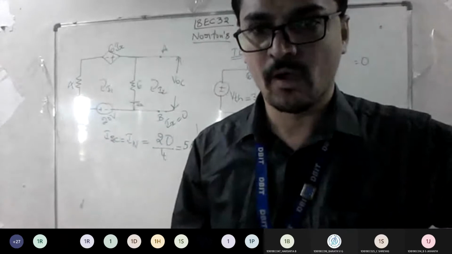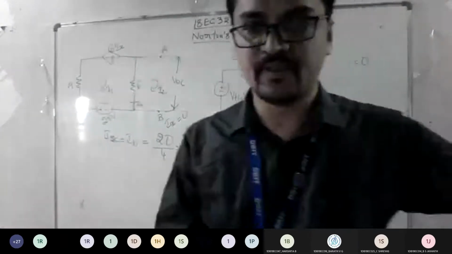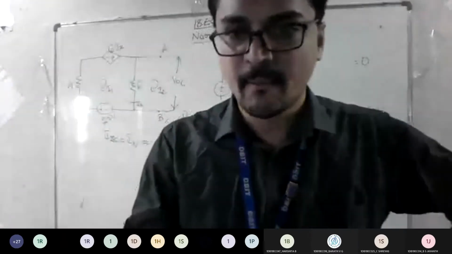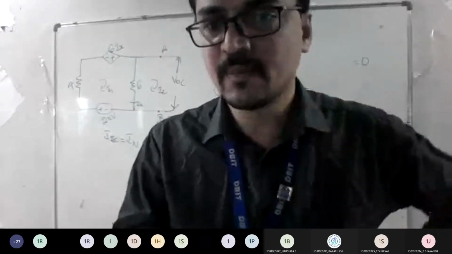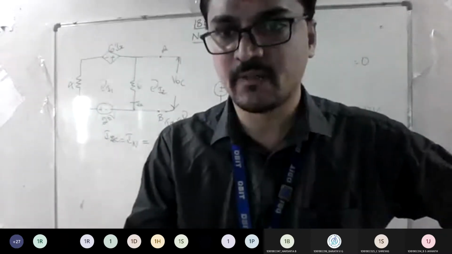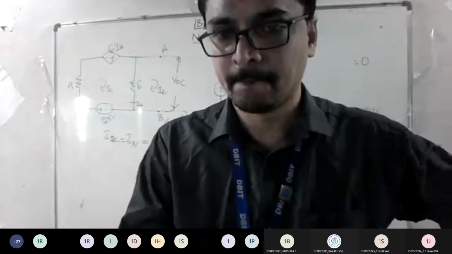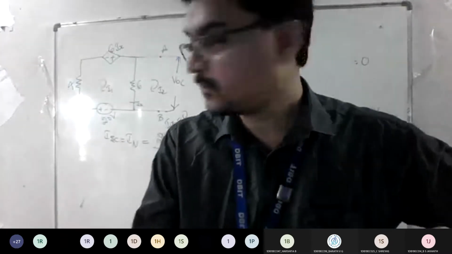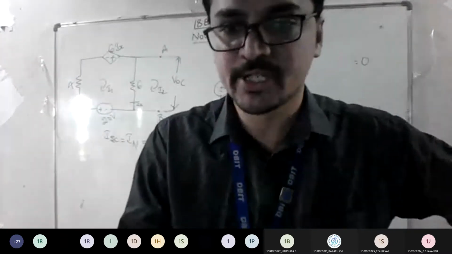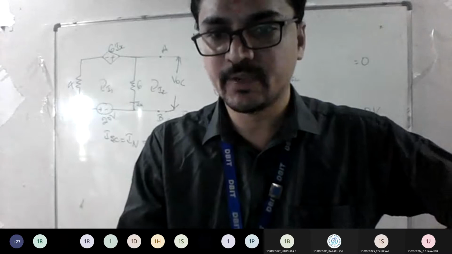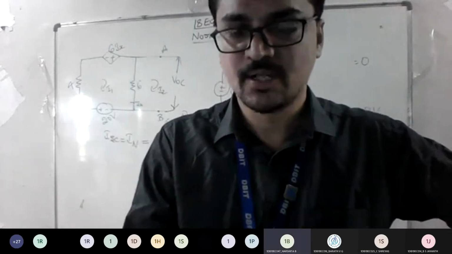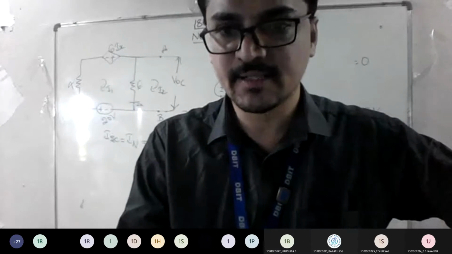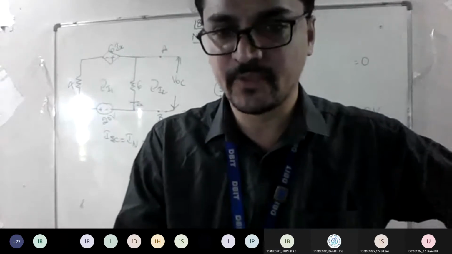Yes, sir. Okay. So the last theorem left in this chapter is called the maximum power transfer theorem. I'll repeat, maximum power transfer theorem. We have covered 4 or 5 theorems. We started with superposition, then Millman, then Thevenin's, Norton's. So the one last left is the maximum power transfer theorem.